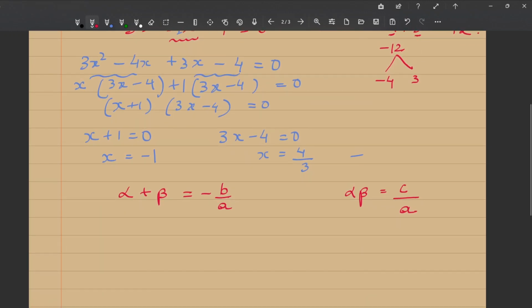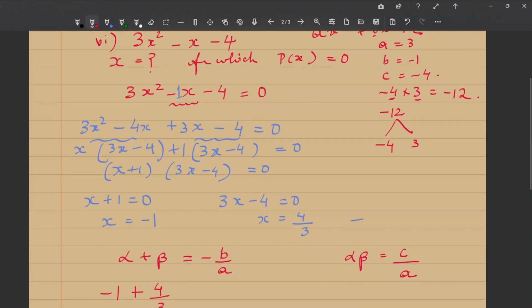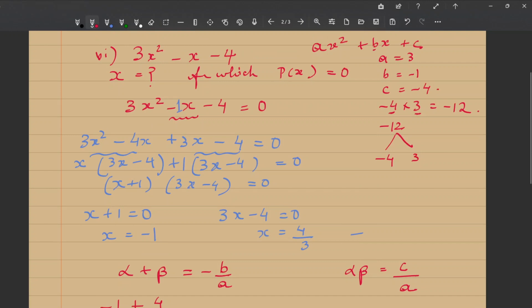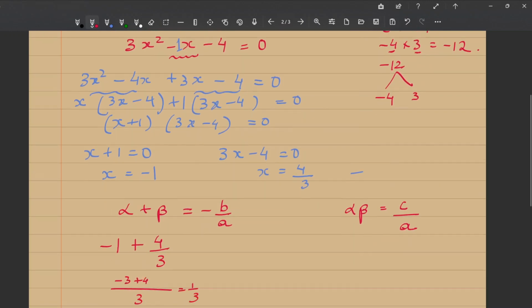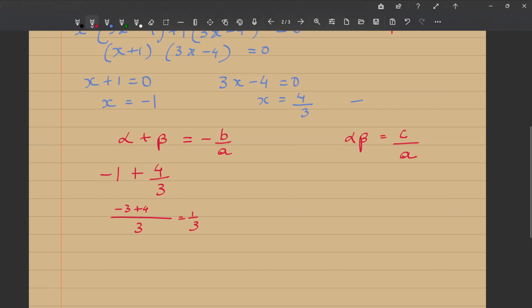So, what do you have as roots here? We have found that minus 1 is one root and plus 4 by 3 is another root. You add both, what do you get? You take the LCM of 3, so this is minus 3 plus 4, which is equal to 1 by 3. So, now what were the b and a values? b was minus 1, a was 3. Whatever we have done was the right hand side, alpha plus beta.